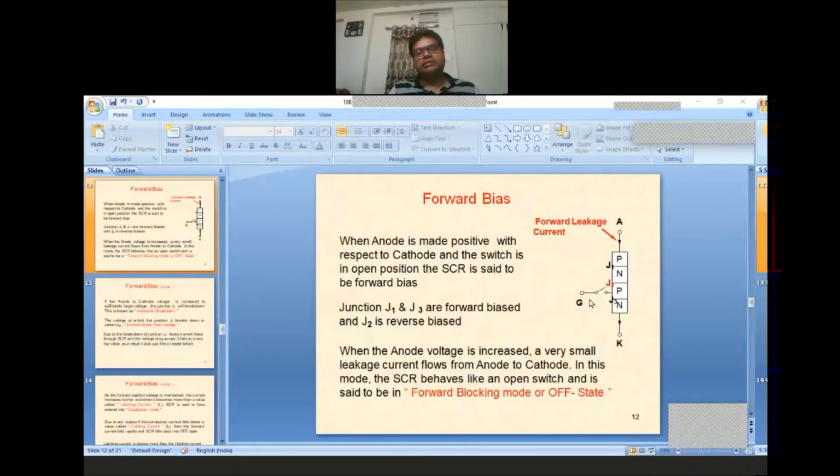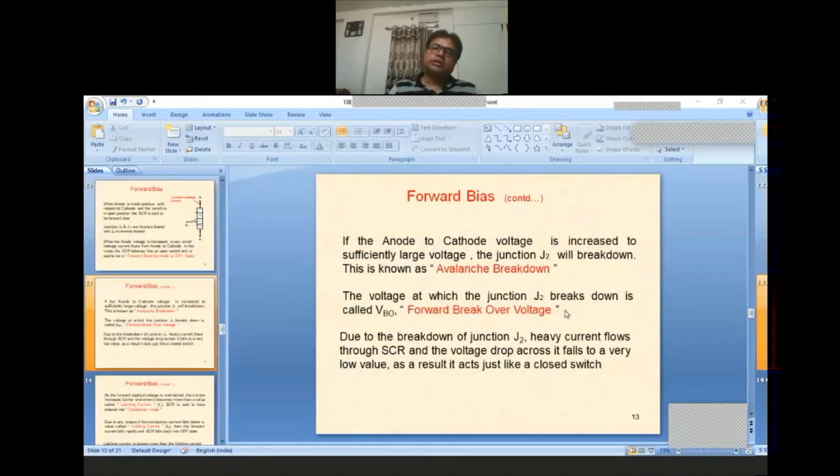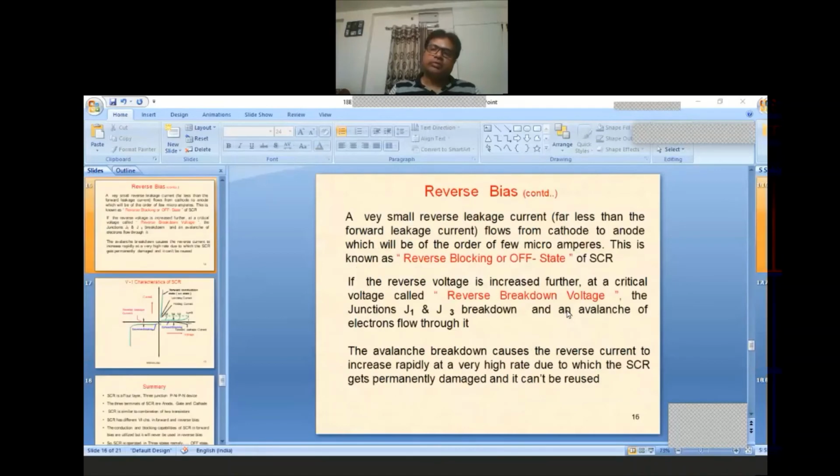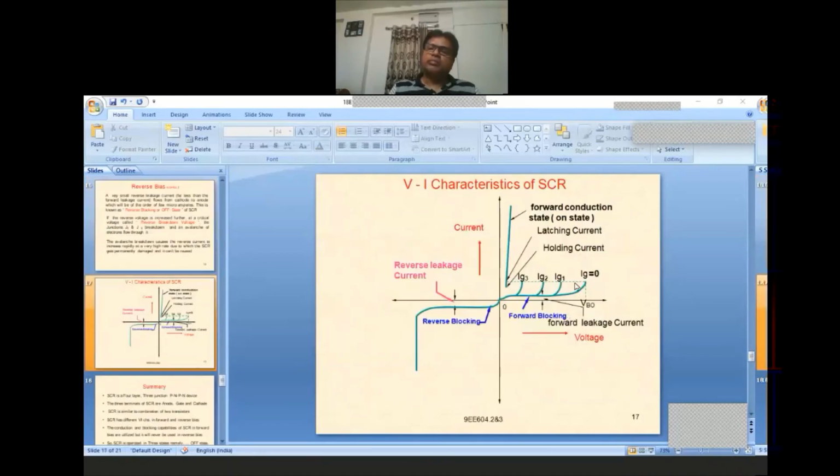IG minimum, IG maximum, VG minimum, VG maximum, and VGO, that is the no triggering gate voltage, the voltage below which no triggering can happen. That is, below VG minimum, even if you increase the gate current, it will not conduct or cannot be turned on. Likewise, there will be a VG maximum above which no gate pulse will be required. It will automatically get turned on.